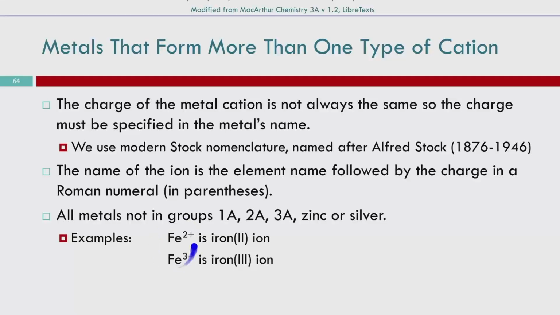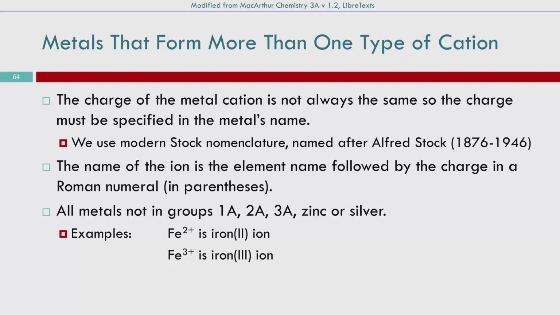So things like iron. Fe2+ is iron(II) ion. Fe3+ is the iron(III) ion. We still want to have the ion at the end. It's a little bit less important because we are specifying by the name with the 2 or the 3 in Roman numerals, but we should still include the ion part.